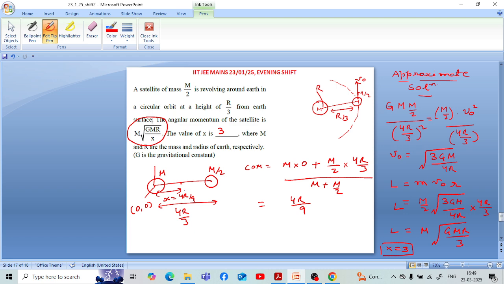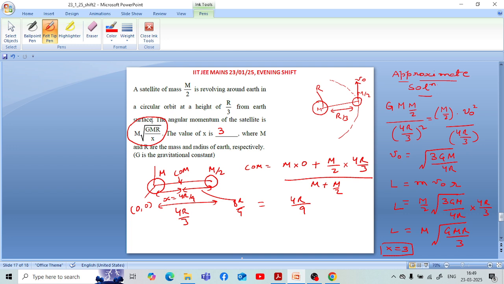Or we can say that the rest of the distance, which we can calculate from the center of mass to the center of the satellite, comes out to be 4R by 3 minus 4R by 9. So this value comes out to be 8R by 9. This is the distance between the center of mass and the center of the satellite, 8R by 9.